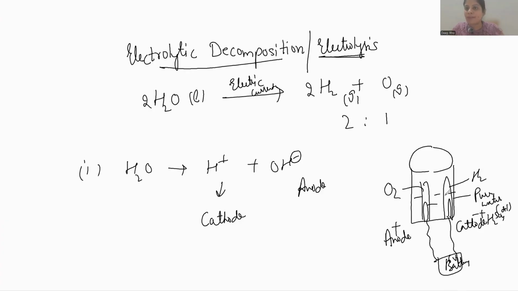Once it is connected to the battery, it will conduct electricity as sulfuric acid acts as an electrolyte. So oxygen, you are going to observe, is liberated at the positive electrode, which is the anode, and hydrogen is liberated at the negative electrode, the cathode. So oxygen is at the anode and hydrogen at the cathode. This is electrolysis of water. In this way, we can observe two volumes of hydrogen along with one volume of oxygen.